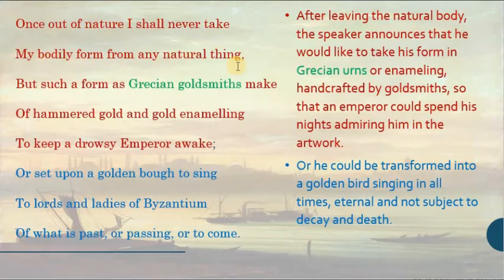So he wants to come out of nature, of the natural body, and instead of that, he doesn't want anything related to nature again. After leaving the natural body, the speaker announces that he would like to take his form in Grecian urns or enameling, handcrafted by goldsmith. Look here. But such a form as Grecian goldsmith make of hammered gold and gold enameling to keep a drowsy emperor awake. So he wishes, after leaving the natural body, to become something artistic.